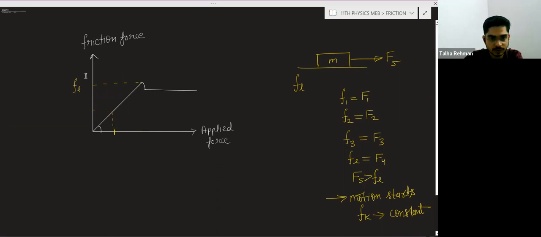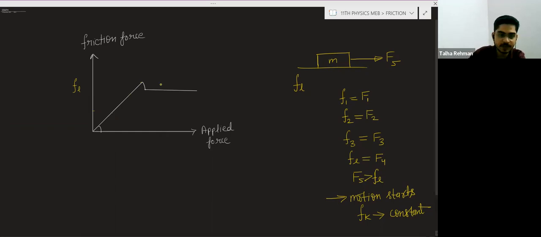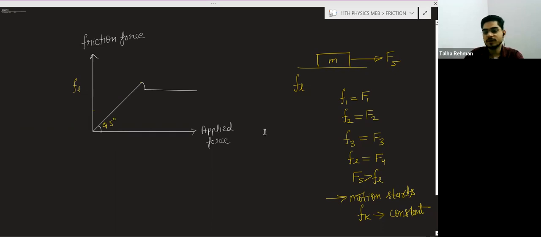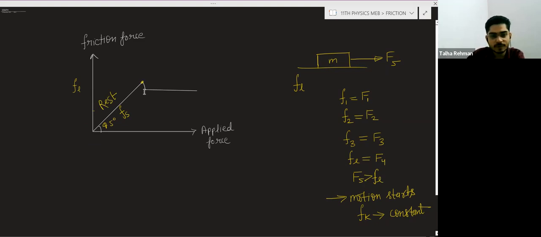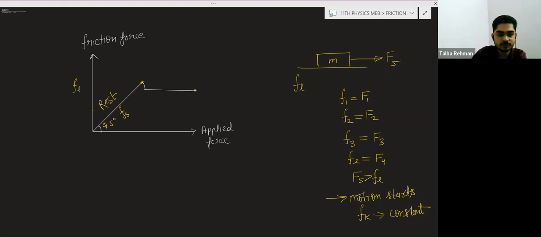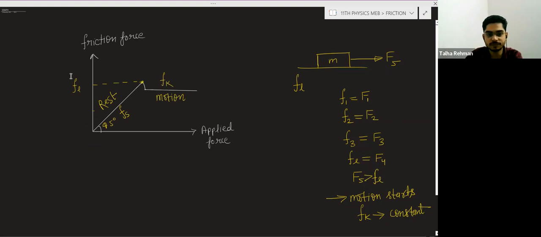So basically, what I want to tell you is that from here to here, this angle will be 45 degrees, because the applied force is equal to the friction force from this point to this point. So from this point to this point, the body will be at rest. What type of friction force will be there? Static friction force. And from here to here, the body will be in motion. What type of friction force will be there? Kinetic friction force. And this will be the maximum value of the static friction force, that is the limiting friction force.